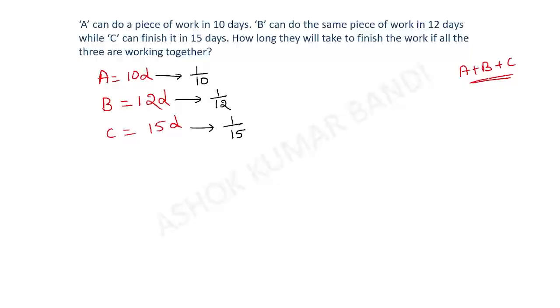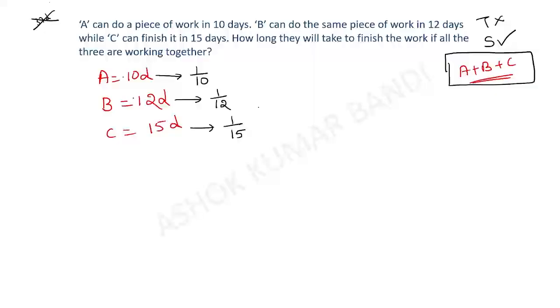Now, whoever is working together, you can add their speeds. Remember once again, you can add the speeds but not the time. Think like this: if you add the times, 10 plus 12 plus 15 is going to be 37 days. If A can do the work in 10 days, it's logically not possible to take 37 days for the same work if more people are working together. So obviously you can't add the times. That's why you add the speeds.